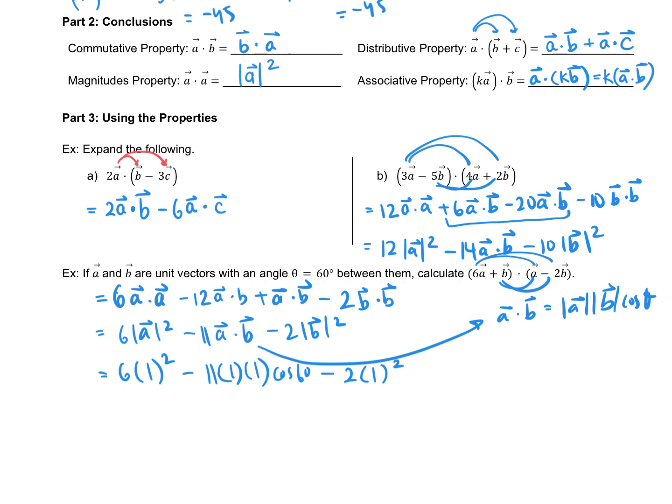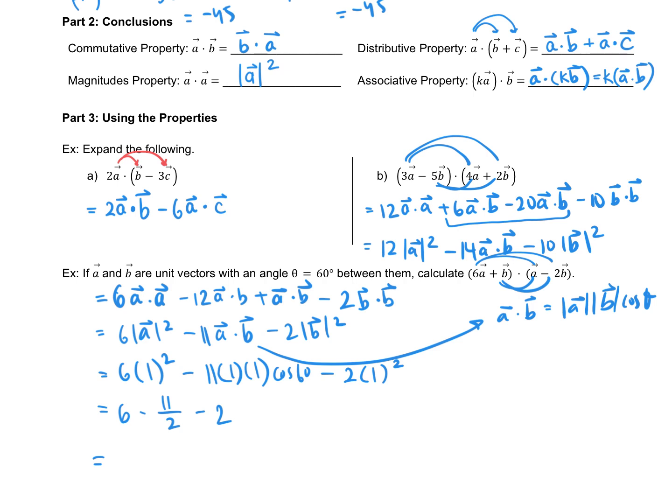Now we're just cleaning this up. So 1 squared is 1 times 6 is 6. 11 times 1 times 1 times cos 60. Cos 60 is just a half. So we'll have 11 over 2. And then minus 2.